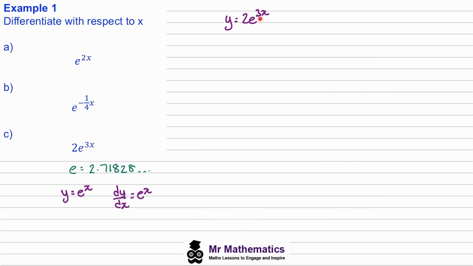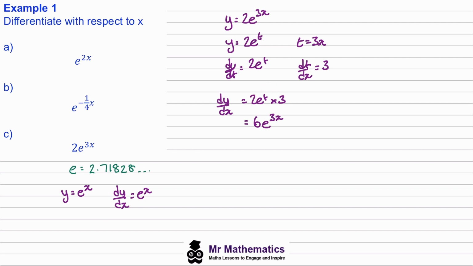So if we replace this 3x with t, then we can work out dy by dt as 2e to the t, where t is equal to 3x. We'll work out dt by dx, which is 3. So dy by dx will be 2e to the t multiplied by the 3. We'll write the t in terms of x, and the 2 times the 3 will give us 6. So we get 6 times e to the power of 3x. Okay?